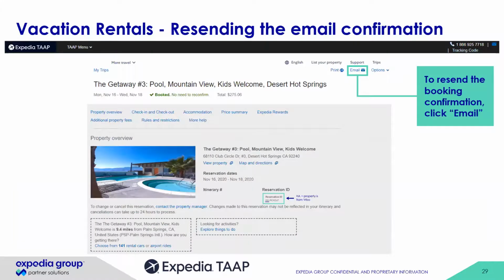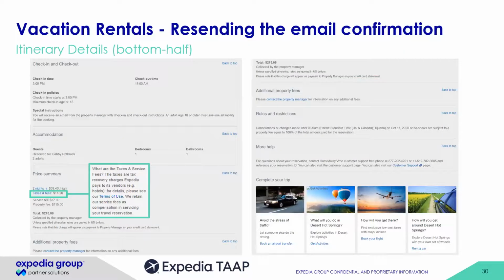Then once you click on your itinerary, if you want to email the confirmation to another email, you can click on the email section right there and put in the email address that you'd like to send it to. At the bottom of the confirmation, you'll also be able to see all the other information about the booking, such as the price summary, taxes and fees, if there was a service fee, a property fee associated with the vacation rental, it'll all be there on the itinerary.